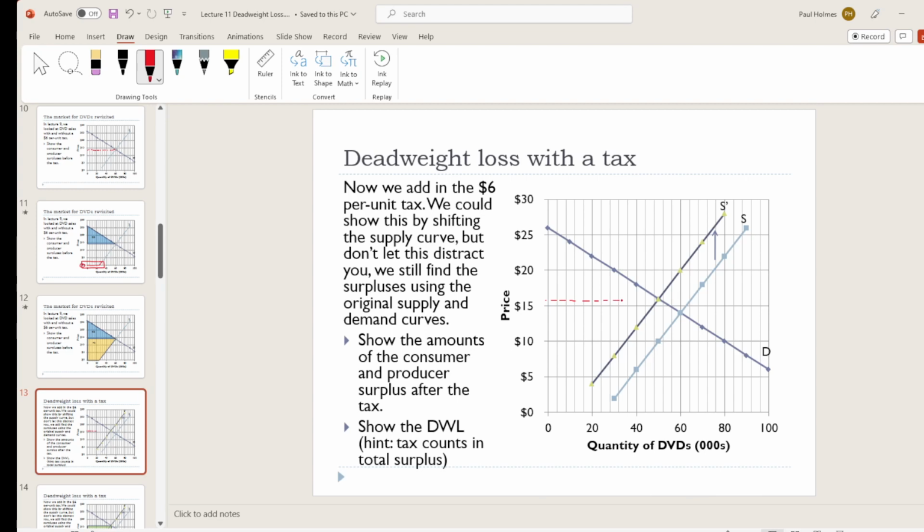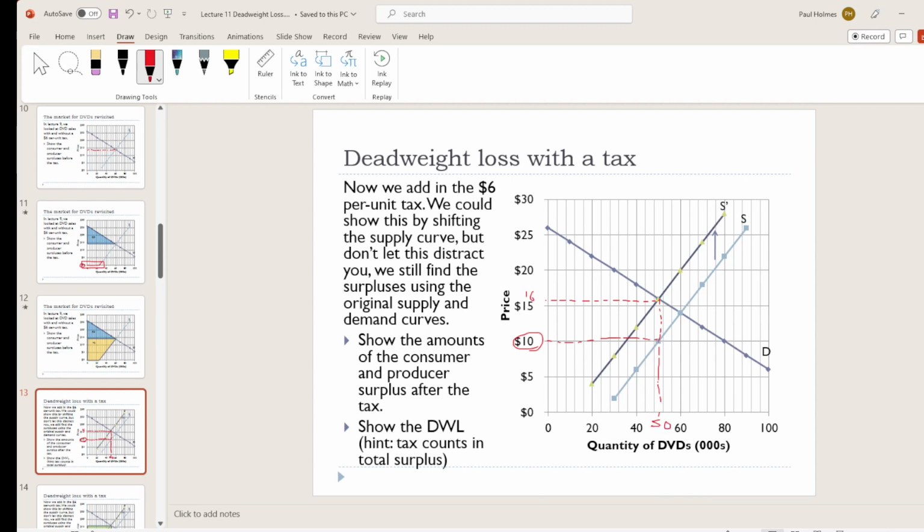Well, this is the price the buyers are going to pay, $16. If we trace down from our equilibrium, we get the price the sellers are going to receive, this $10, and 50,000 units are going to be traded.